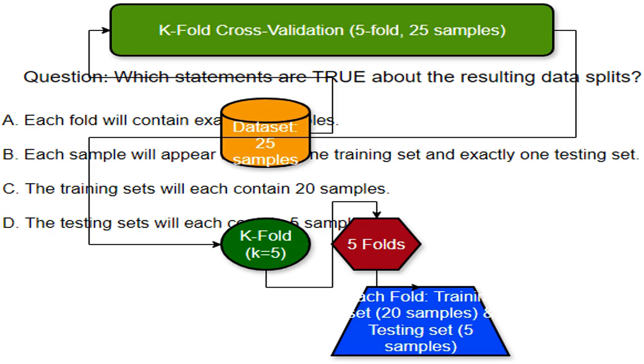In each fold, 20 samples, out of 25 total, are used to train the model, and the remaining 5 samples will be used to test the model. This is the fundamental setup of KFold cross-validation for this quiz question.